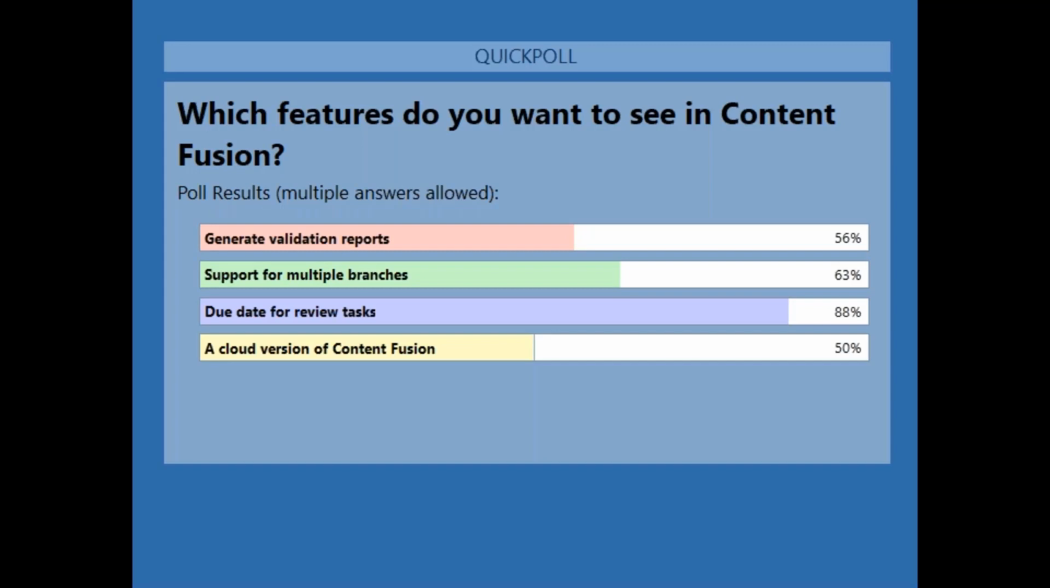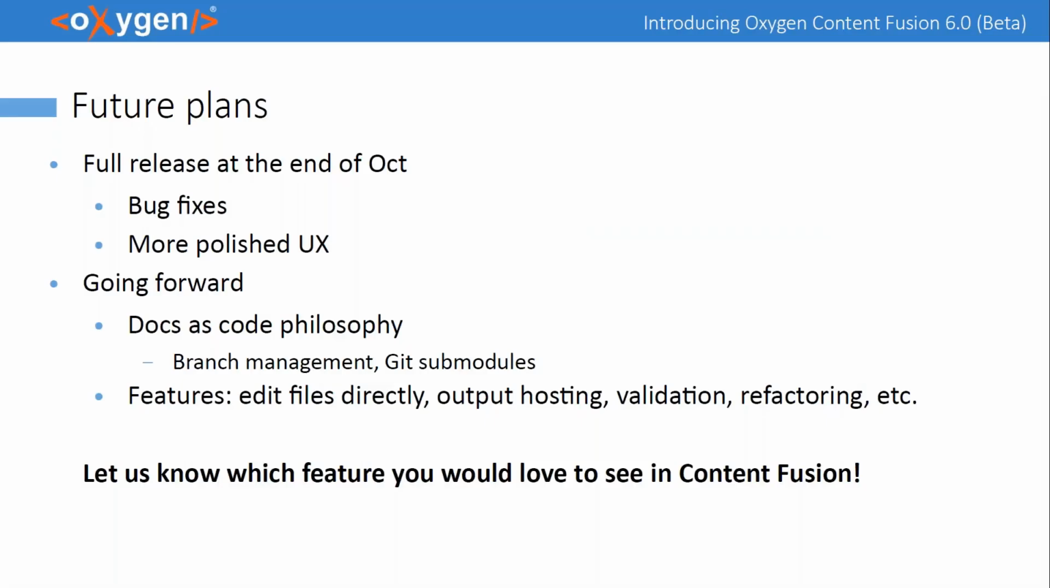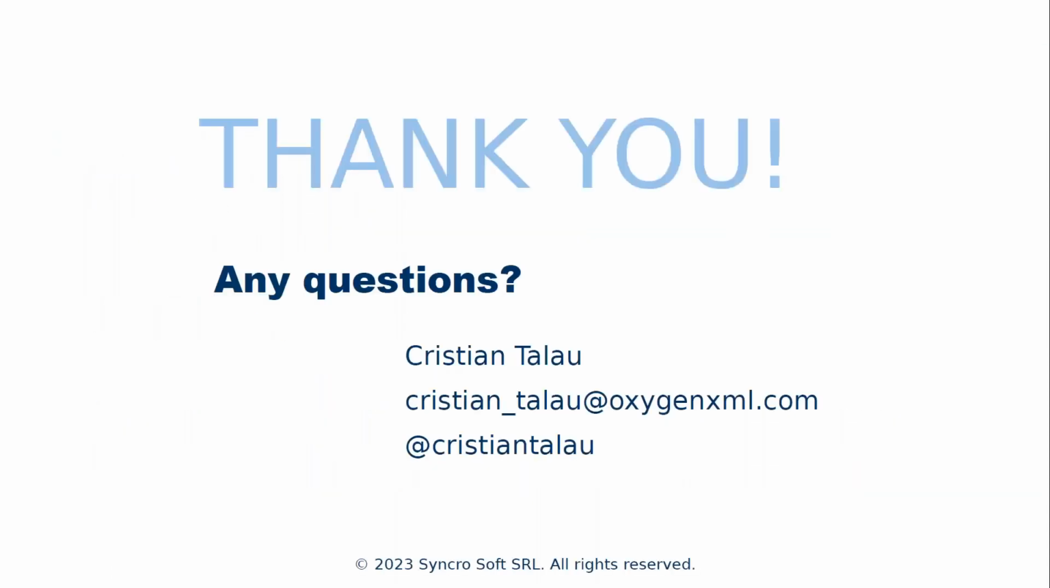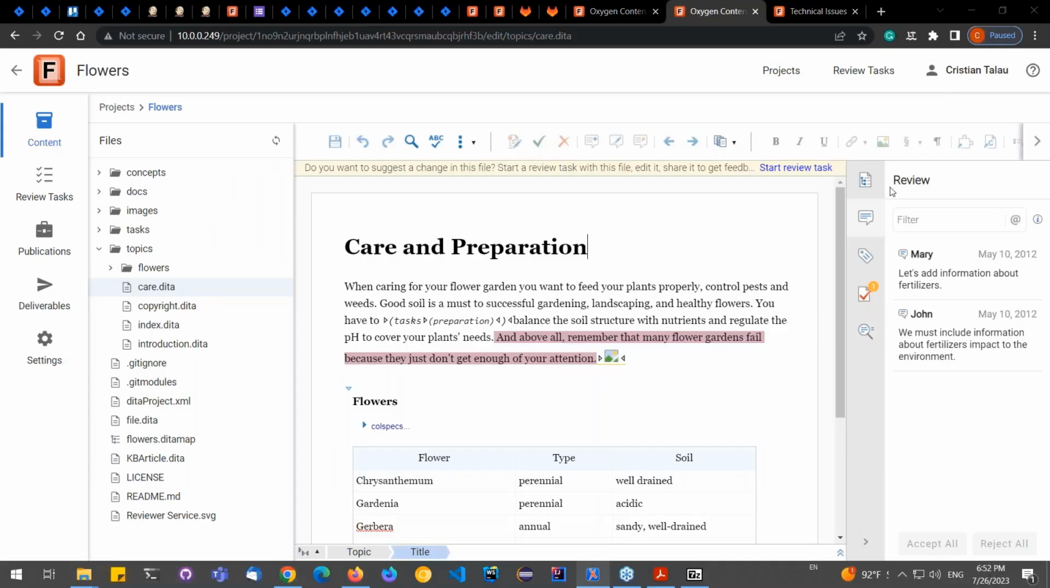Okay, so the most important one seems to be the due date for review task, then support for multiple branches. The third most important is to generate validation reports, and the last one, with 50% of the audience, is to provide a cloud version for Content Fusion. Thank you for sharing this feedback. And now this concludes my presentation, and we can spend some time answering some of your questions.